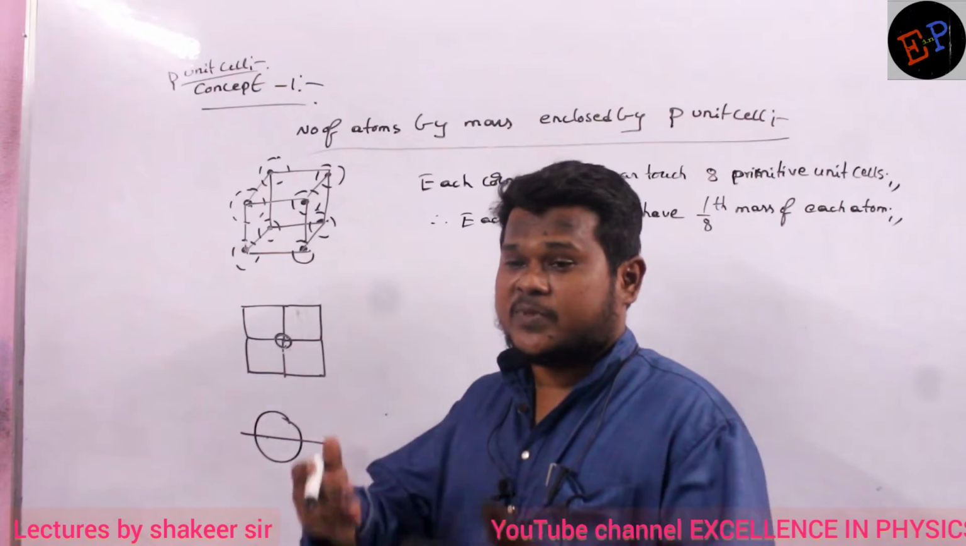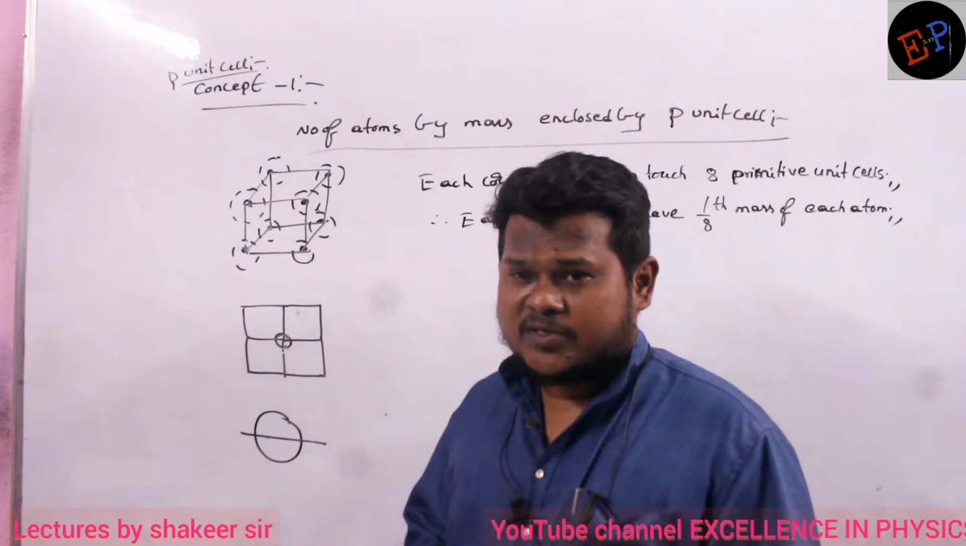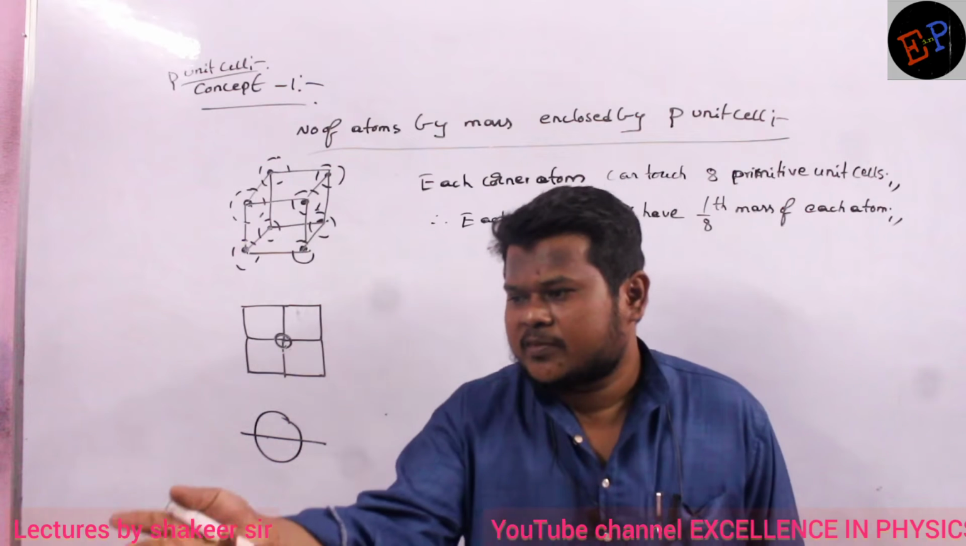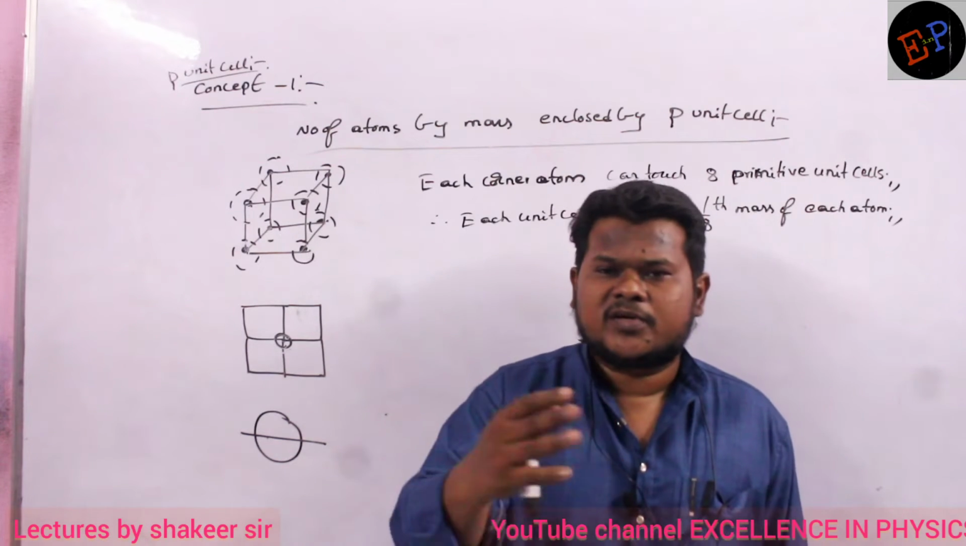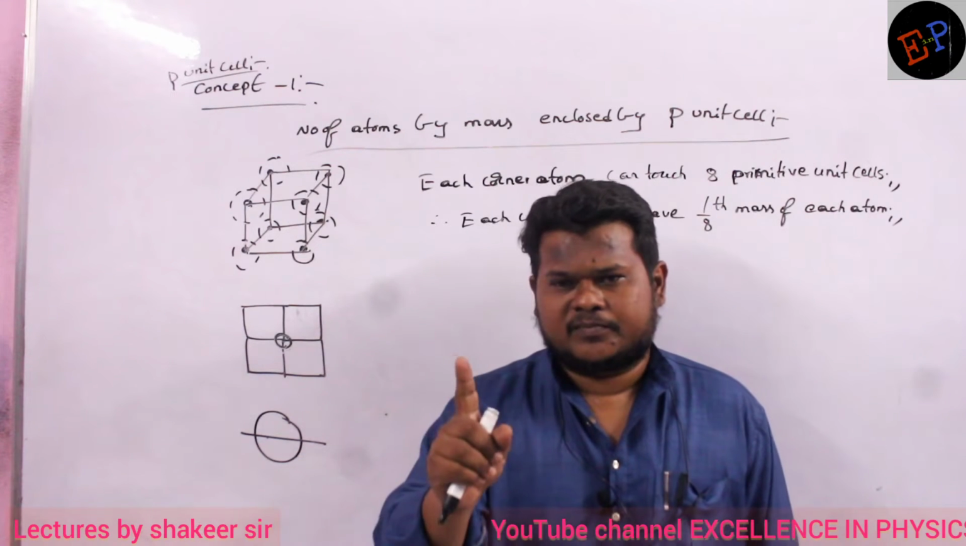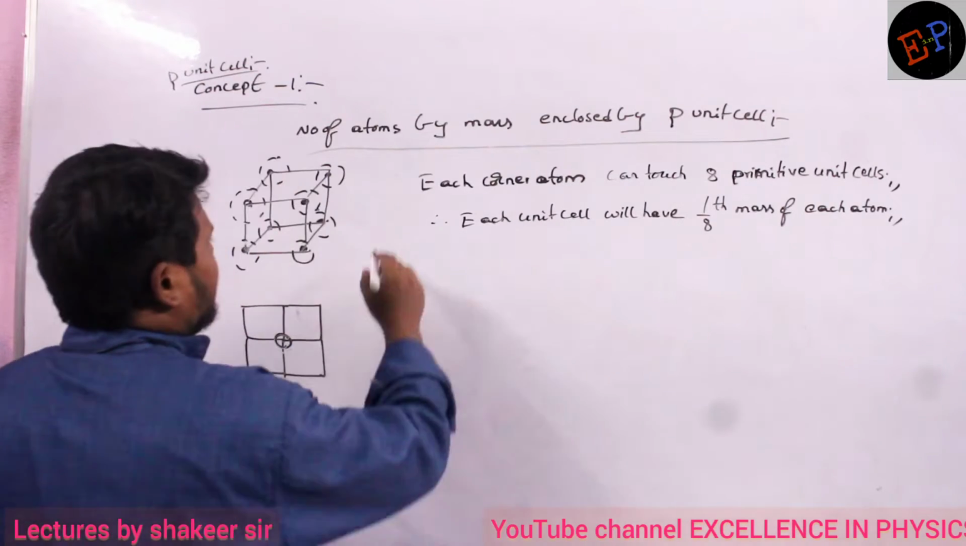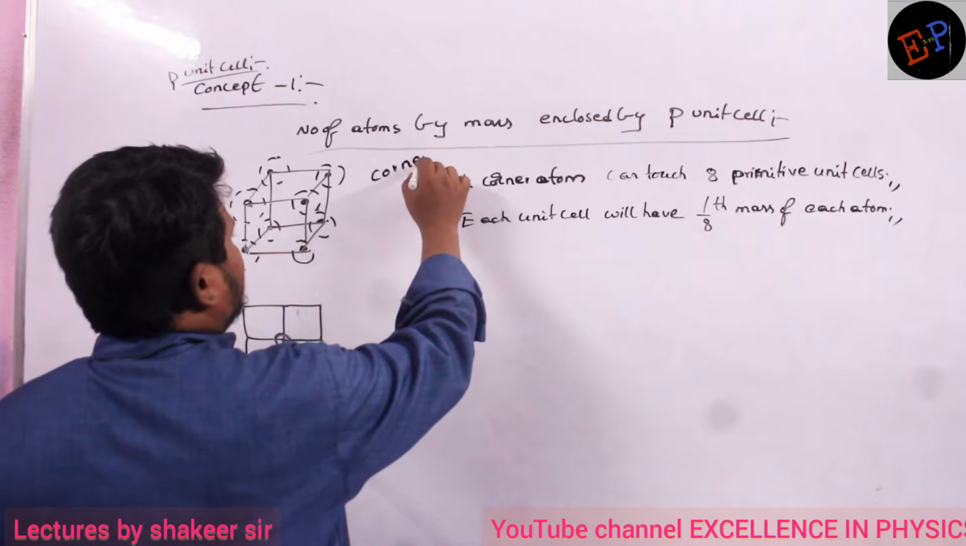By mass, 8 atoms are there, no? And each atom contributes only 1/8 mass. Total how many atoms are there? 8 atoms are there. So 8 into 1/8? Only 1. Are you able to understand? No? So like this. Let us do one more calculation. Now this is the discussion about corners.